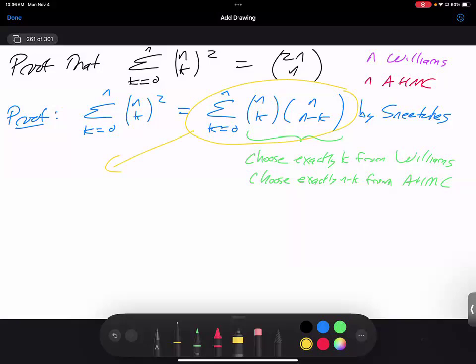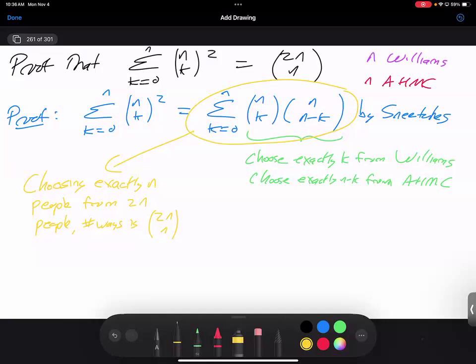If you add them all up, what is this equivalent to doing? Every night, how many people have we chosen? N. And how many people are available to choose from? So what's the story? So we are choosing exactly n people from 2n people. The number of ways is just 2n choose n. This is a proof by story.